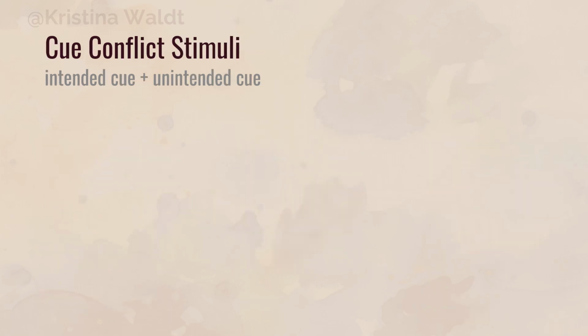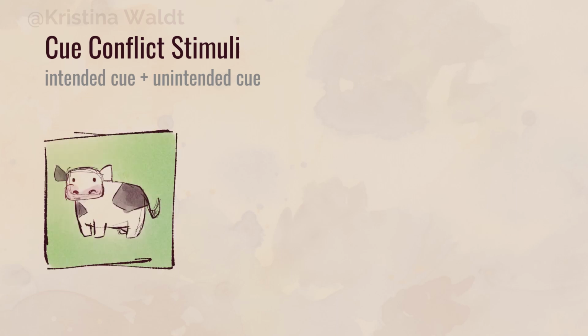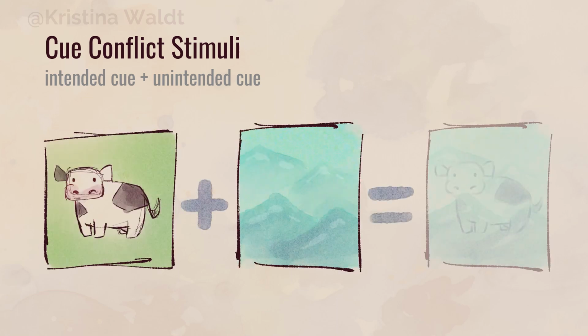Another popular technique is the cue conflict stimuli. You combine one intended and one unintended cue and see if the model still works. Mixing textures and shapes is an obvious application, but it can also have more subtle forms, like taking the low-frequency details from one image and the high-frequency details from another.